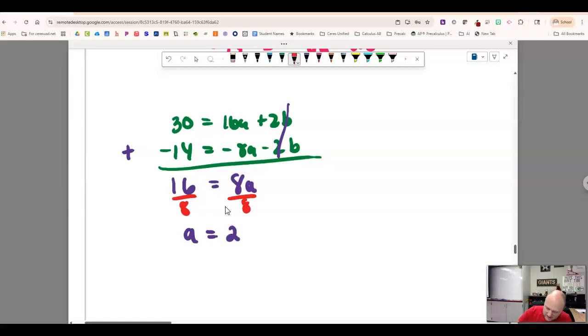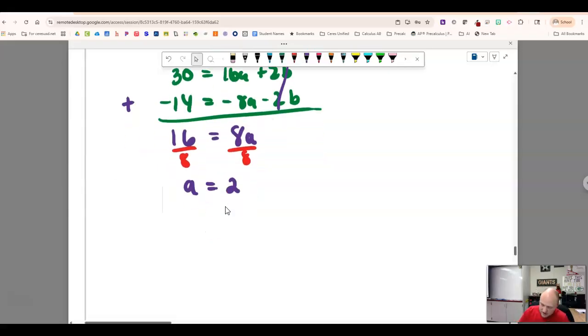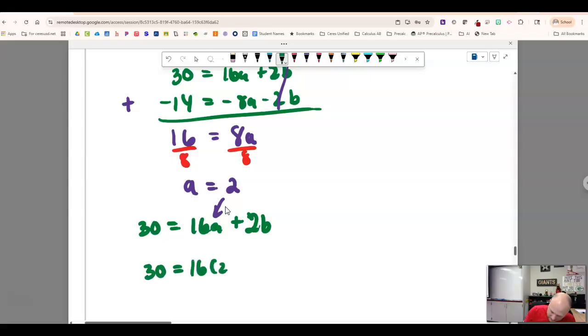Okay. All right. What do I do with that? Well, I'm going to take this 2 and plug it into one of these equations. I know that 30 is equal to 16A plus 2B. Well, I'm going to plug in 2 here. So I get 30 is equal to 16 times 2, which is 32.